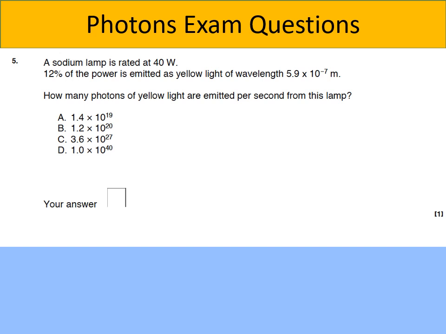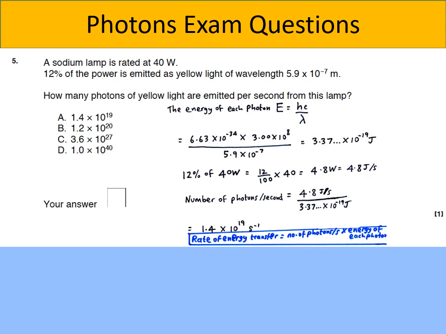Question number five. A sodium lamp is rated at 40 watts. Only 12% of the power is emitted as yellow light of wavelength 5.9 times 10 to the power minus 7 meters. How many photons of yellow light are emitted per second from this lamp?